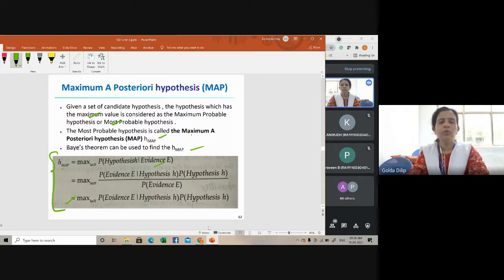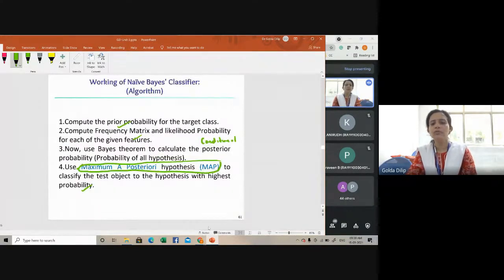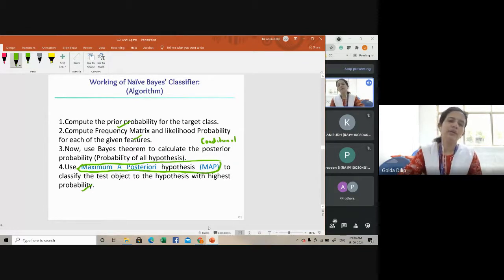Now you need to work out a problem using the naive Bayes algorithm. This time I am not going to do it, you people are going to do it. I will show it in the slide. I hope you made a note of this. Please make a note of this naive Bayes classification algorithm.